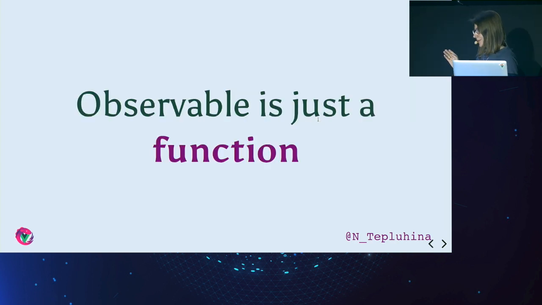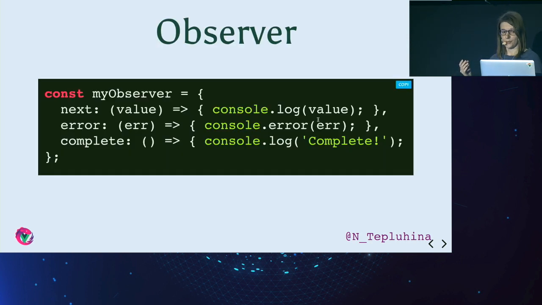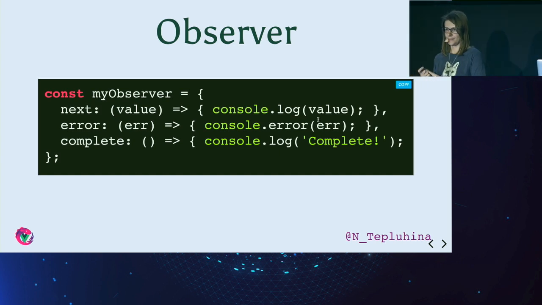So what is observable? In fact, observable under the hood is just a function. This function should take observer as a parameter and return a cancellation function. Okay, what's an observer? Observer is just an object with 3 methods. It's next, error, and complete.